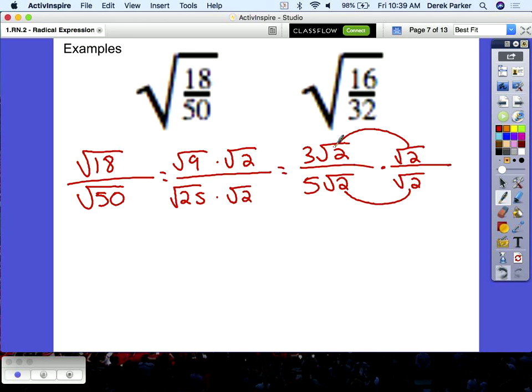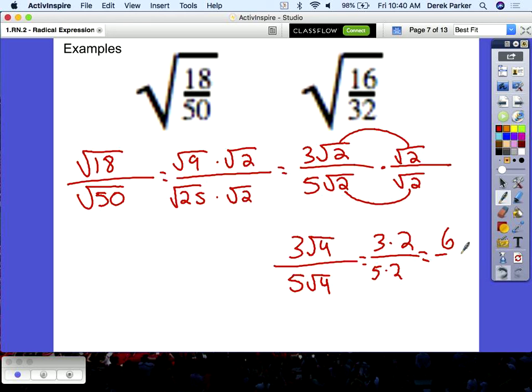Now I'm going to rewrite 3 square root of 4 divided by 5 square root of 4. Okay, you see how I'm baby stepping. I'm not doing too much at one time. If I do too much, I'm going to get confused. So I'm going to baby step this. Now, 3 square root of 4 becomes 3 times 2 because the square root of 4 is 2. And then 5 square root of 4 is going to become 5 times 2. And I get 6 over 10, and that can also be written as 3 over 5.